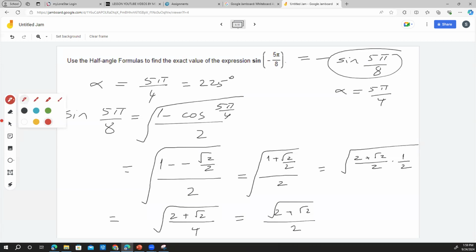But if we remember the question, the angle given was a negative angle. And then using the properties of the sine function, we know that whatever answer I get for sine 5 pi over 8, I have to put a negative in front of it and give them this answer. So this will be the expected answer for this question.